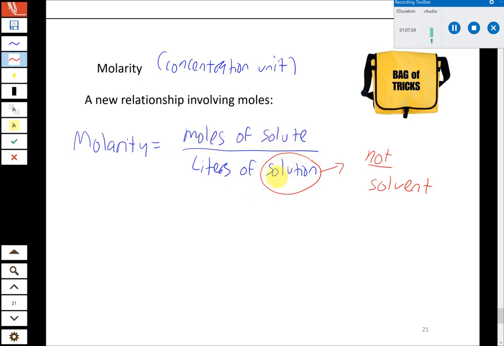So this is what the denominator is here. That's not going to be important most of the time, but it is for keeping the definition straight, and for certain types of problems we'll do that is important to realize. The abbreviation for molarity is just capital M.